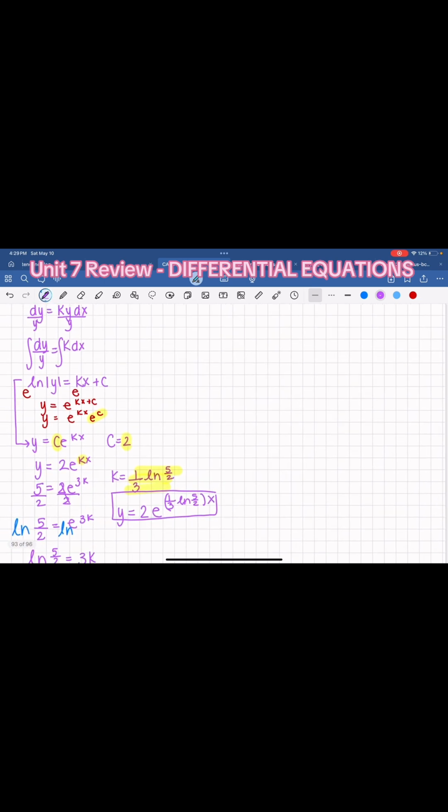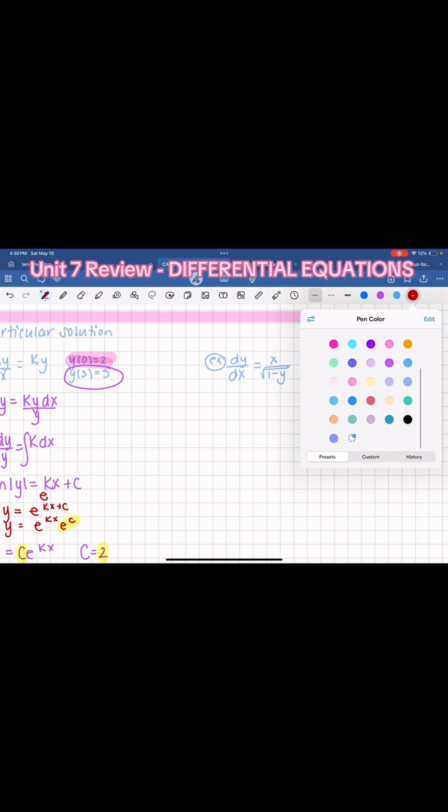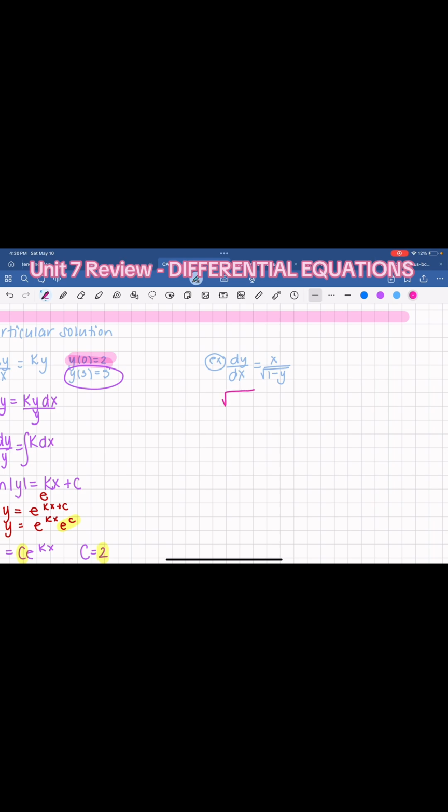All right, now up here, this one's a little bit more involved. I think I took this from an AP exam. So step 1, cross multiply. I'll do it in a different color. Let's do something bright, hot pink. So let's cross multiply. We're going to get radical 1 minus y dy equals x dx.